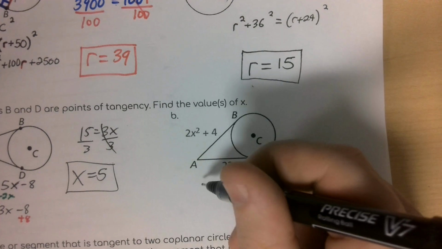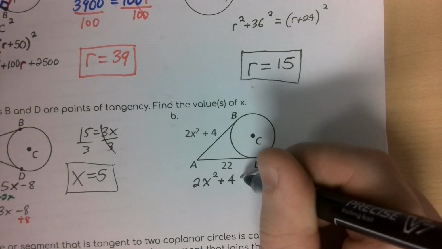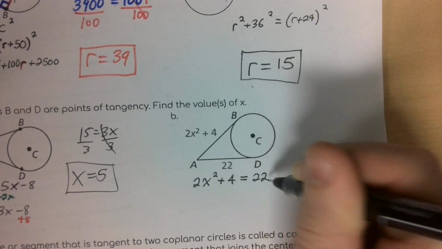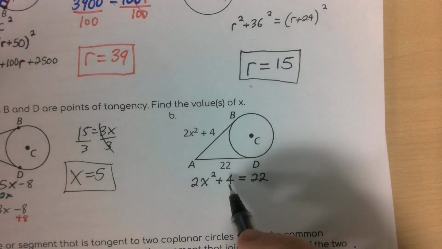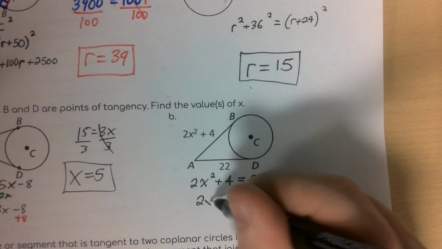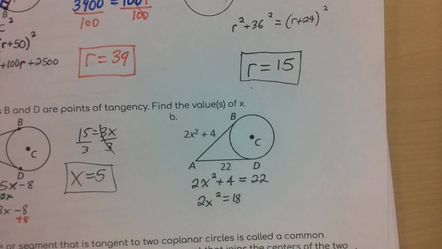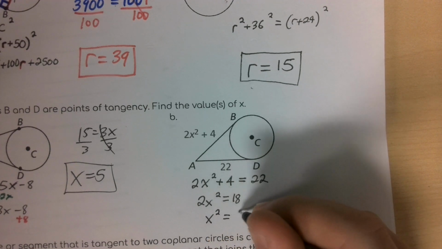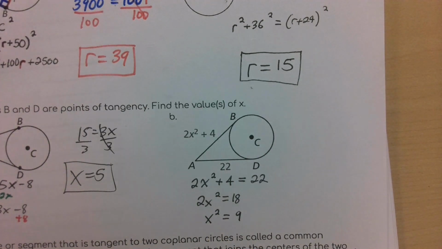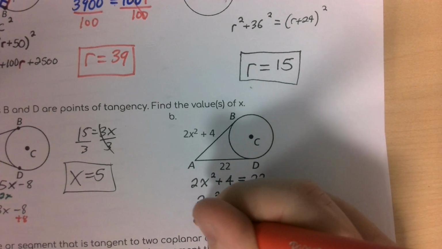Let's take a look at it. In part B, we know that since these are both tangents, and they're meeting at the same point, their measures equal each other. So we start solving. I subtract 4 from both sides to get 2x equals 18. I then divide by 2 on both sides to get x squared equals 9. Now, to get x by itself, I have to take the square root.